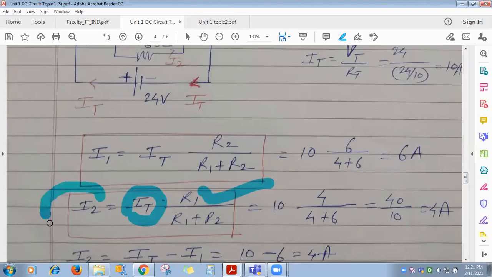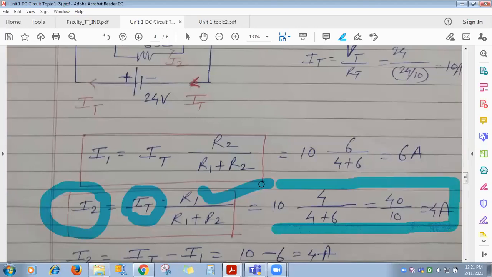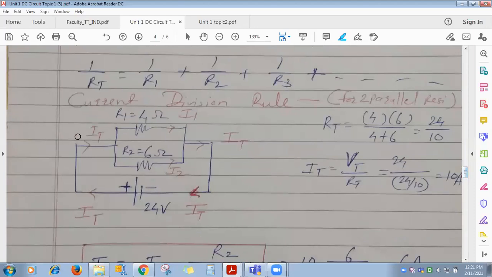I2 is flowing through R2, and R2 के parallel कौन सा है? R1 divided by R1 plus R2. So like this, 4 ampere. Or you can now, it's a DC circuit. DC circuit, this one is incoming, it is 10.